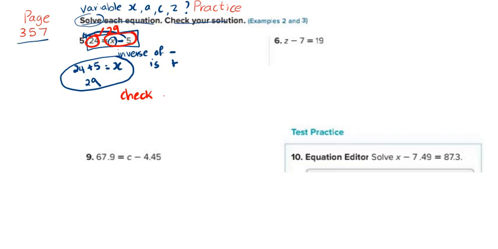So yes, I can see that 24 is equal to 29 minus 5. So 29 is correct. So I can conclude that the x value is equal to 29.